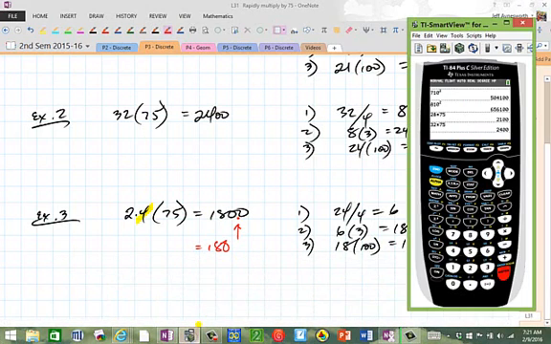All right, and then of course what you want to do is check it. So you're going to take 2.4 times 75, and you check it, and you get 180.